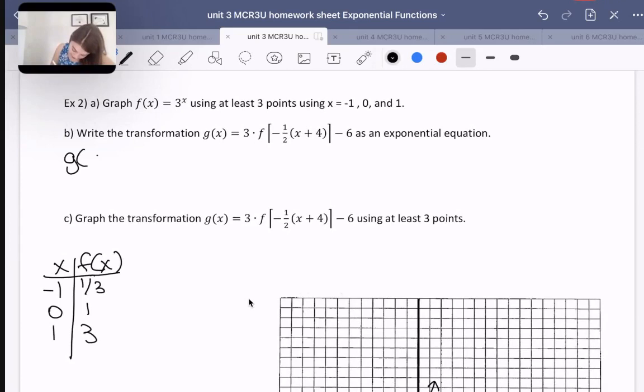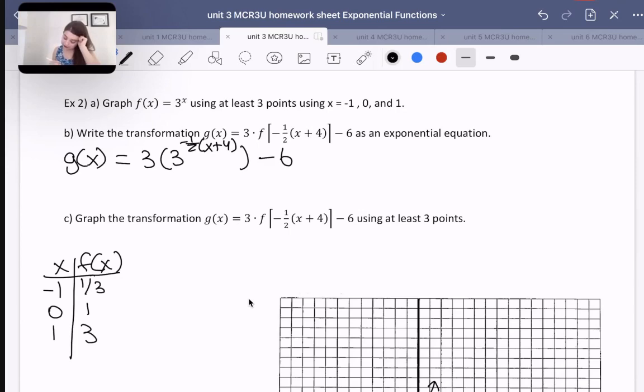g(x) = 3 · 3^((1/2)x + 4) − 6. So that's how we could write this transformation as an exponential equation.